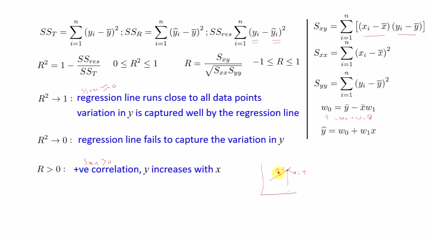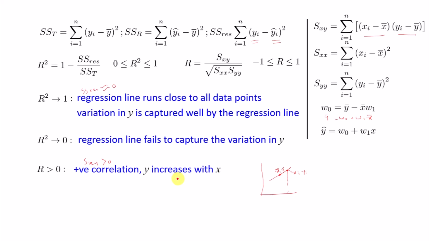So when xi is greater than x bar, if yi is also greater than y bar, then this term will be positive, and with lots of positive terms like this, we will have Sxy greater than 0, which means R greater than 0. So it tells us that we have a positive correlation. When x increases, y increases. This is the information we get from the data.